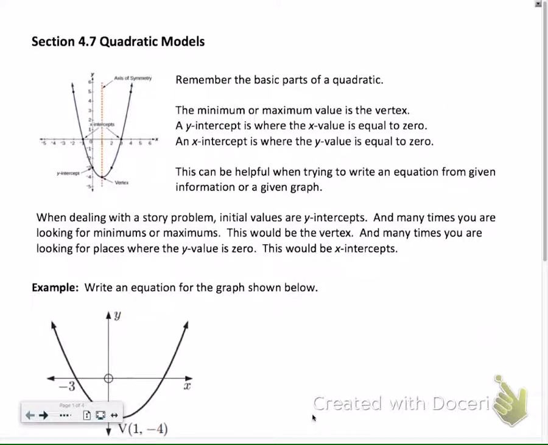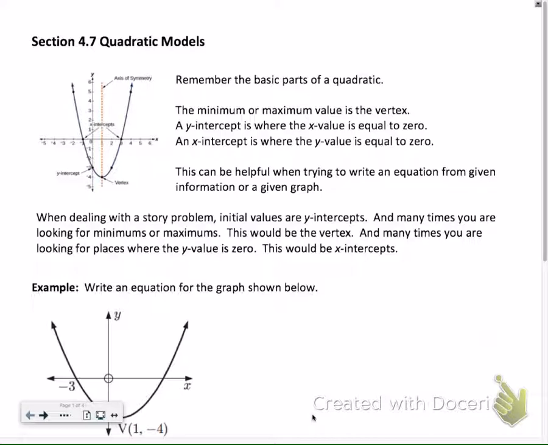All right, now this section is quadratic models. So we're going to be using quadratics, obviously. We might be writing equations for quadratics. We might be using an equation for a quadratic. And in general, it's going to be not in a traditional way. So think about the basic parts of a quadratic.